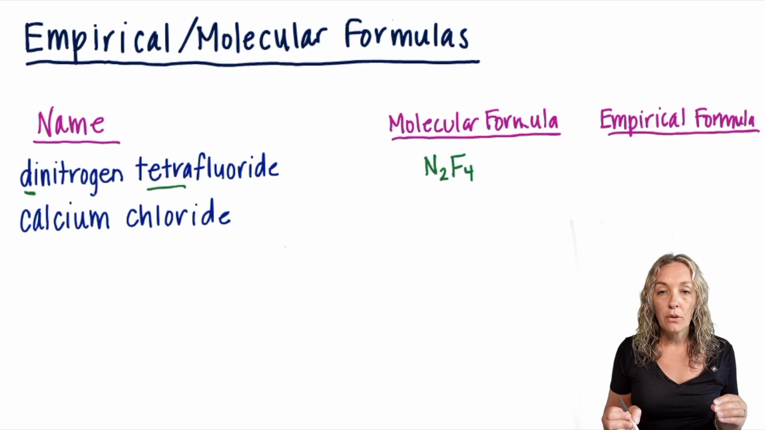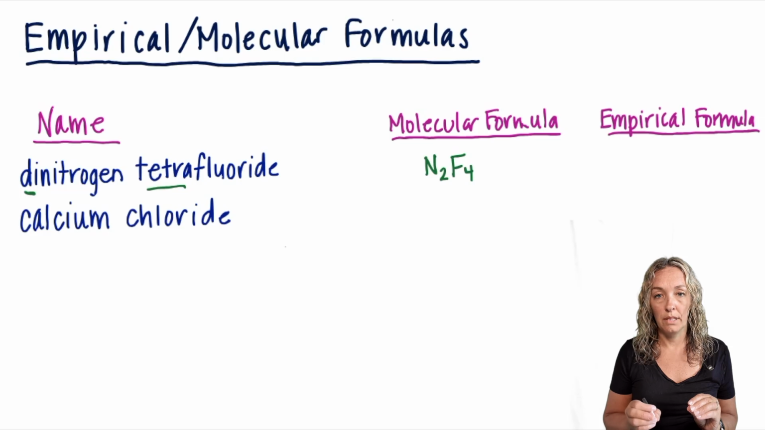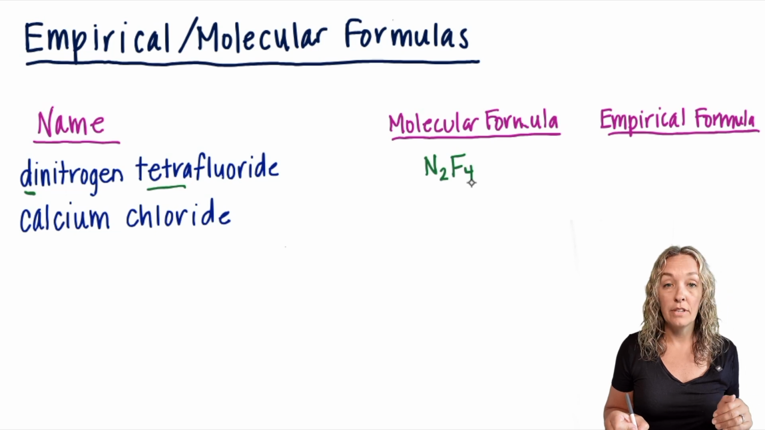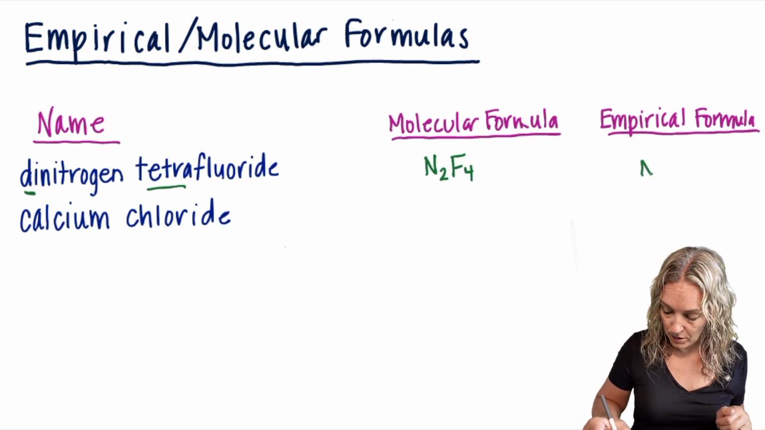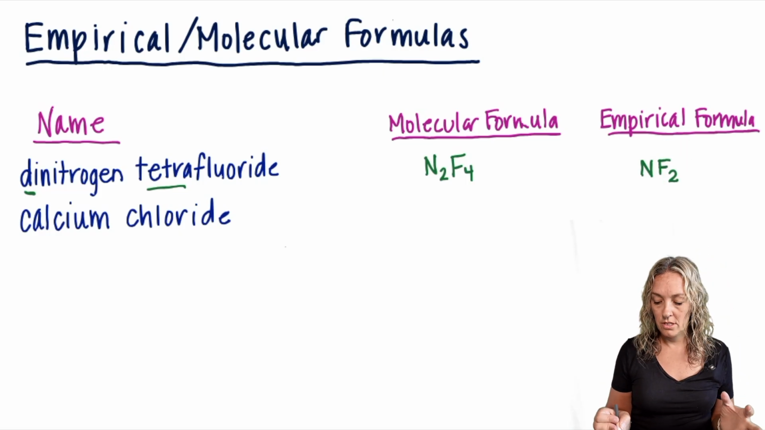When we are talking about the empirical formula, it is the most reduced formula. So we're reducing it down to its lowest possible ratio. Because the 2 and the 4 are both divisible by 2, the empirical formula for this would be NF2. So your empirical formula is just the reduced version of your molecular formula.